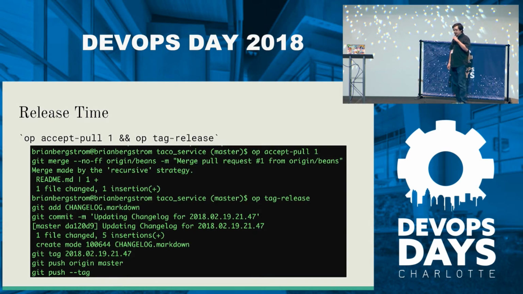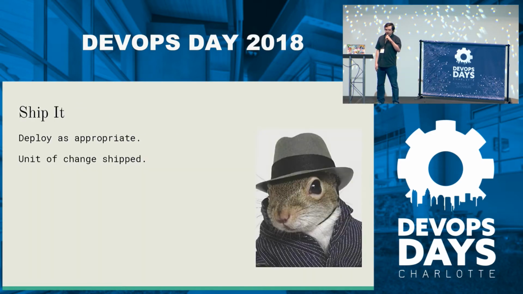Our operations team then, twice a day, morning and afternoon deploys, looks at the deployable pull requests. If they're high risk, maybe gives them another eye over, another review, accepts them, tags a release, takes care of managing the change log for you, and then ships it to production. Our unit of change has now shipped.